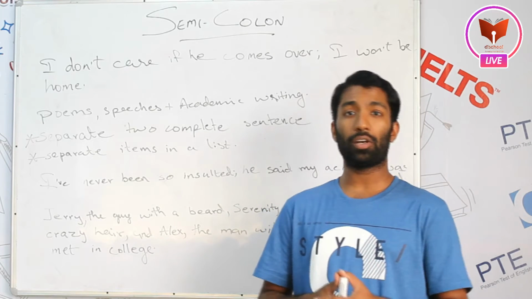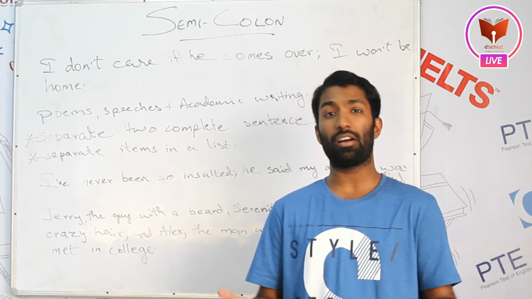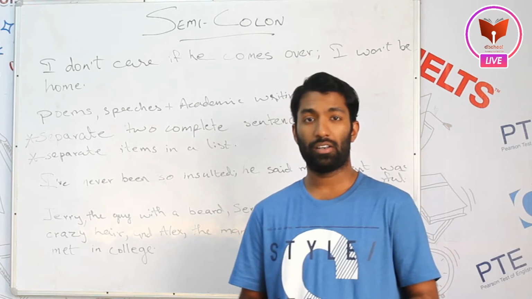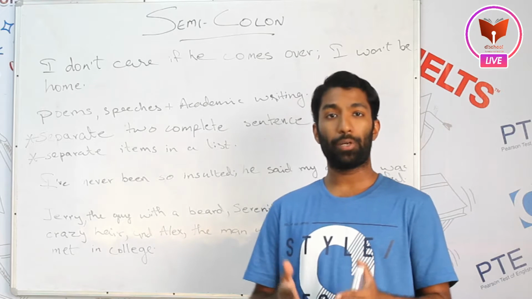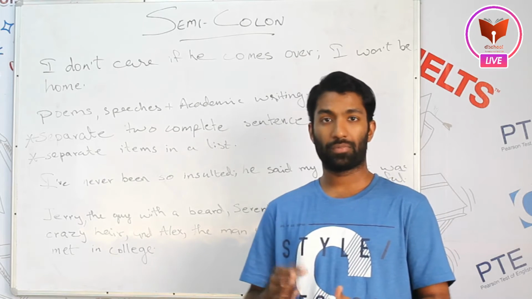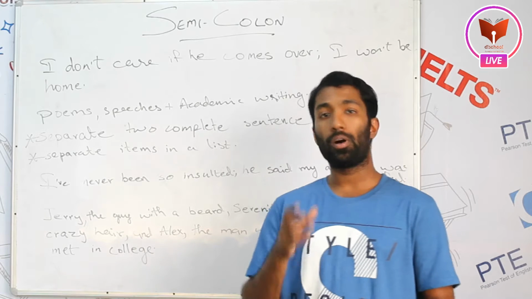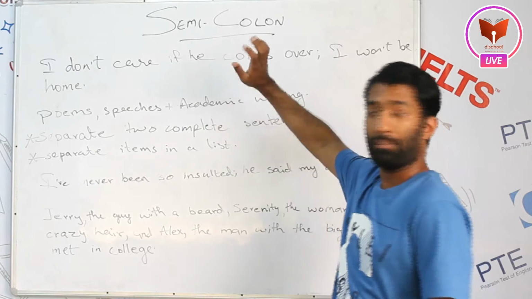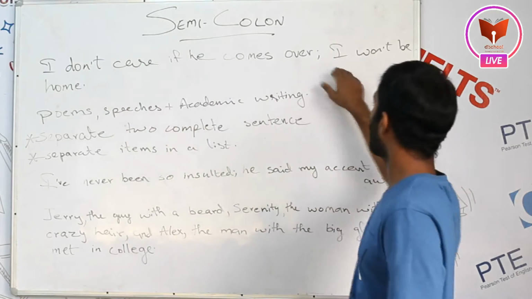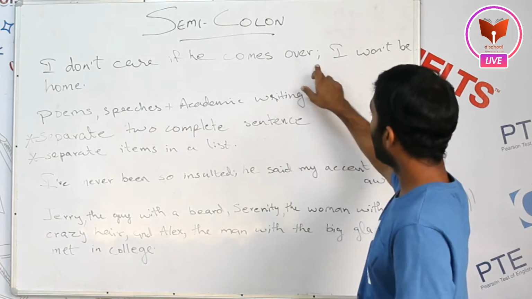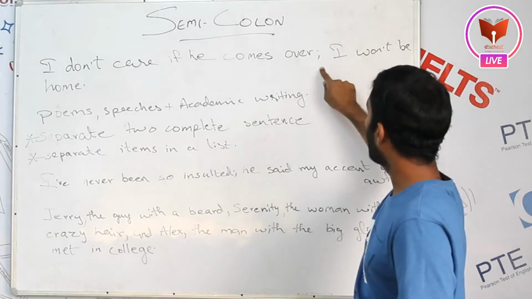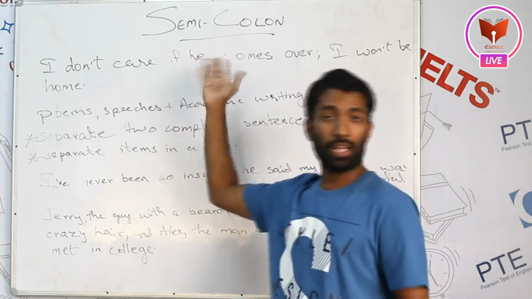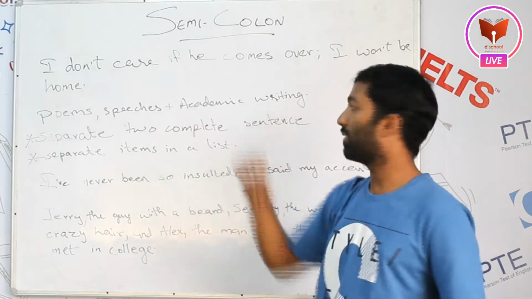So first, let's take a look at the definition. What is the definition of a semicolon? A semicolon is another punctuation mark, which is a combination of a period and a comma. So a period or full stop and a comma. We'll take a look at it from this example. I don't care if he comes over; I won't be moved. This is a semicolon, the period and the comma. So that is how you use a semicolon in a sentence.